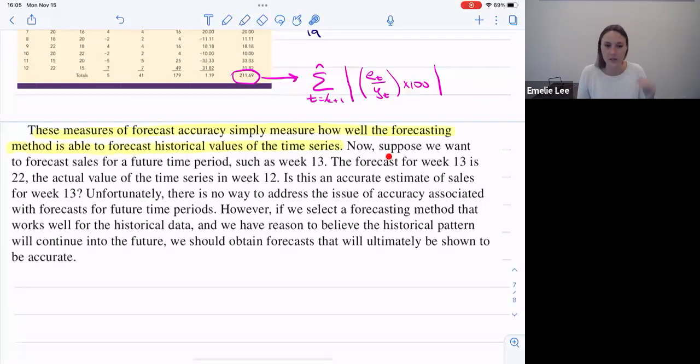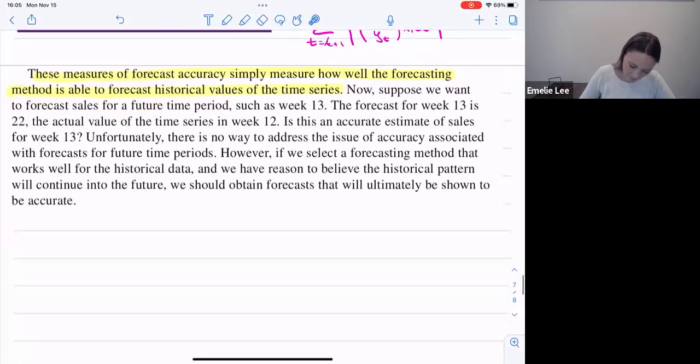So now you can imagine, what if we want to forecast the sales for week 13? We have data up to week 12. What if I want to know my prediction for week 13? I have nothing to check it against, so I don't know how well it's going to forecast. But if I have something that worked for the historical data, then I can feel more confident in my forecast for week 13.